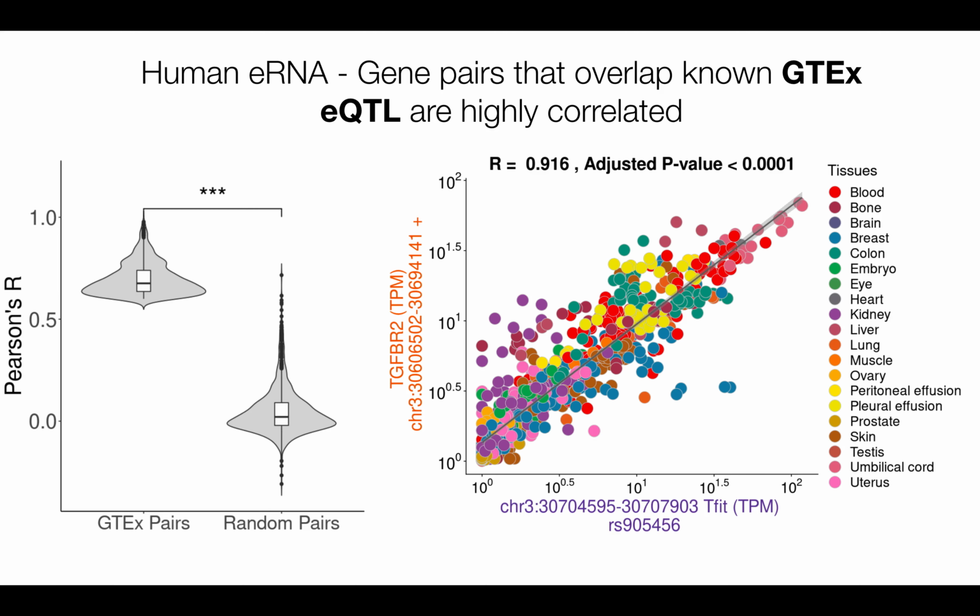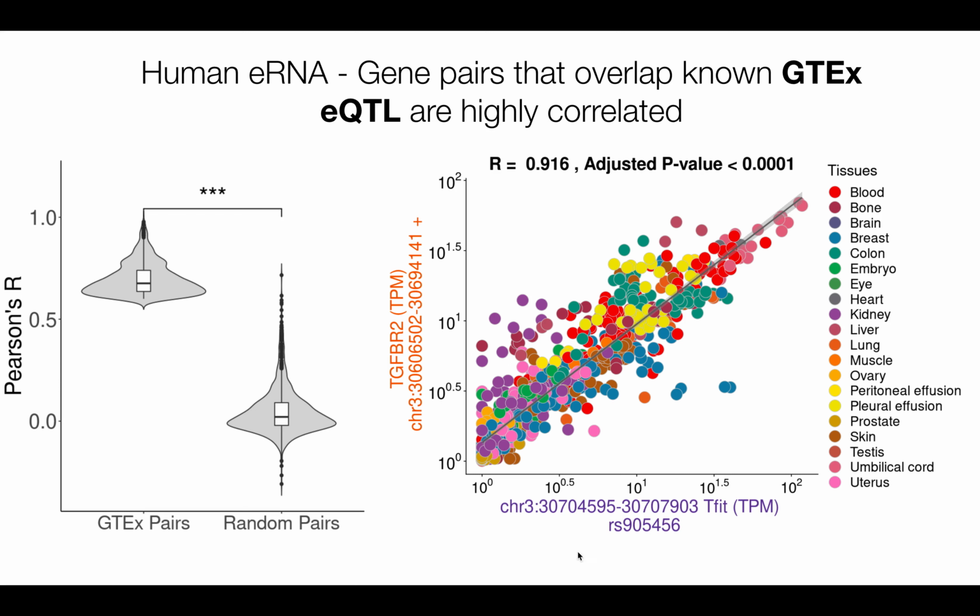And when we step even further and look at enhancer gene pairs that are supported by SNPs from the GTEx project, we found that these pairs were highly correlated compared to random enhancer gene pairs from the database that we have. Essentially, this just supports our previous findings that interacting enhancers and genes are highly correlated in transcription. And so on the right, I'm just showing one example from highly correlated GTEx pairs.